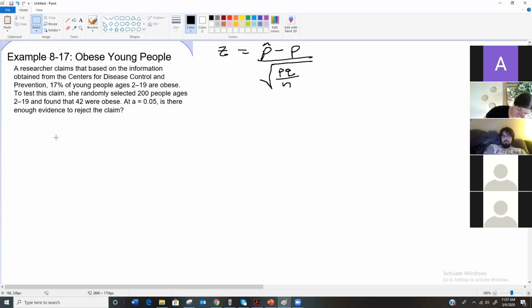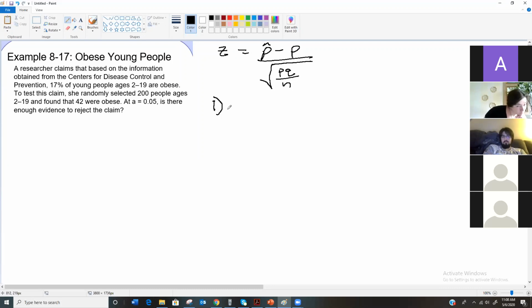So we've got a researcher that claims, based on the information obtained from the Centers for Disease Control, that 17% of young people 2 to 19 are obese. To test this claim, this is actually backwards. They're making the claim the first one, but we'll just ignore that. She randomly selected 200 people ages 2 through 19 and found that 42 were obese. At alpha equals 0.05, is there enough evidence to reject the claim?